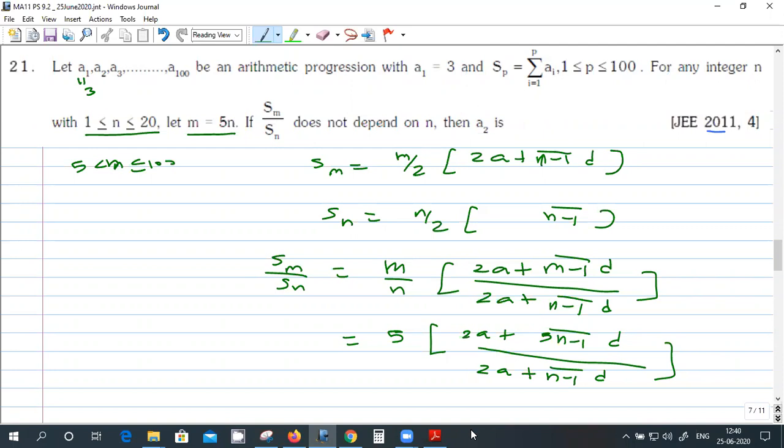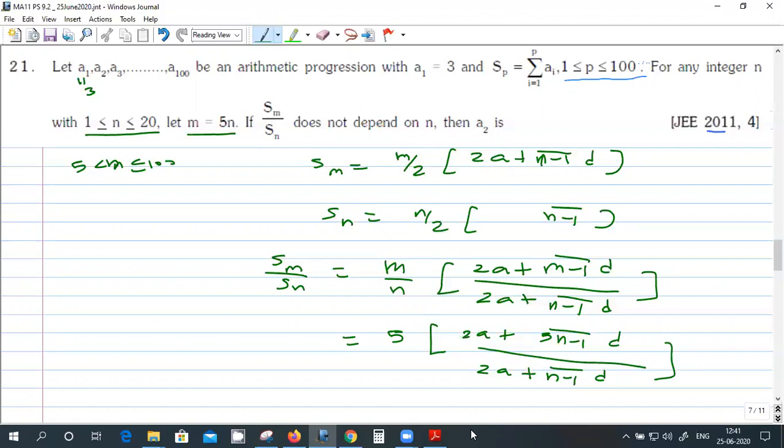P can lie between 1 and 100, because basically we have only 100 terms, and n is varying between 0 to 20, and m is 5 times n. So m will vary from 5 to 100. Okay, all these things are not needed.